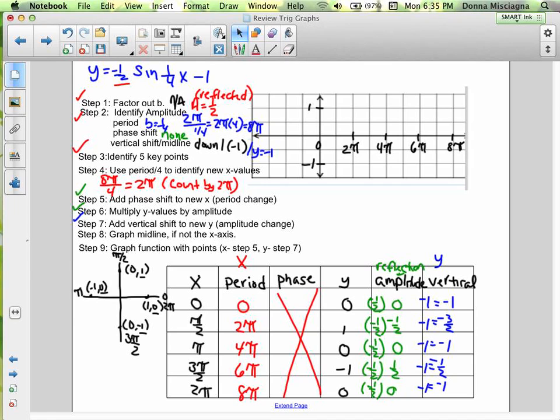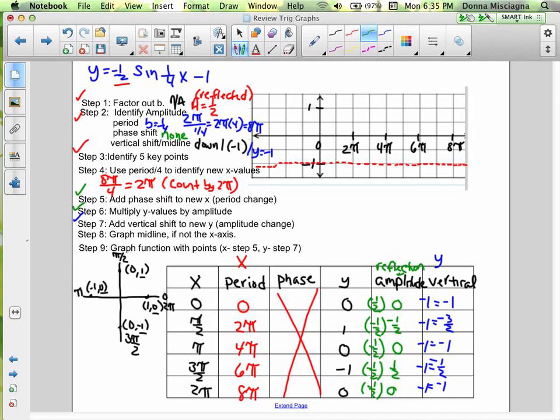Because we can play around with how we label the graph here, we do have to make sure if we're comparing graphs that we're looking at the same scale. Otherwise, we have to take that into account. All right, so now let's graph the midline. That's y equals -1. Our graph is going to oscillate around that line there. And now let's graph our points.